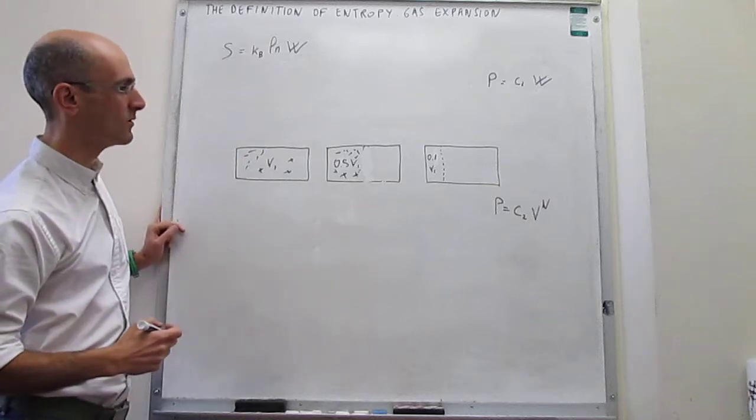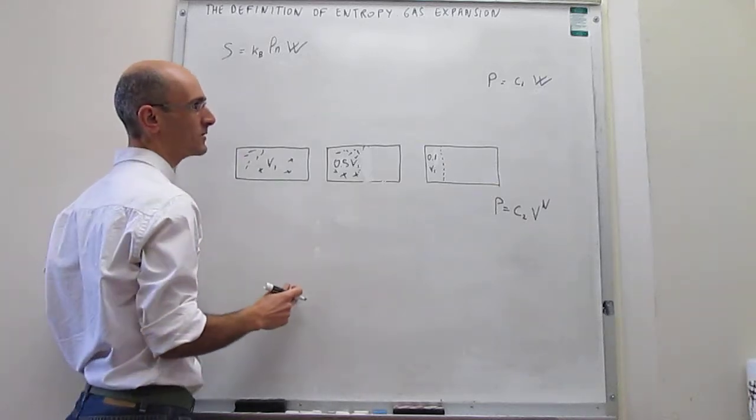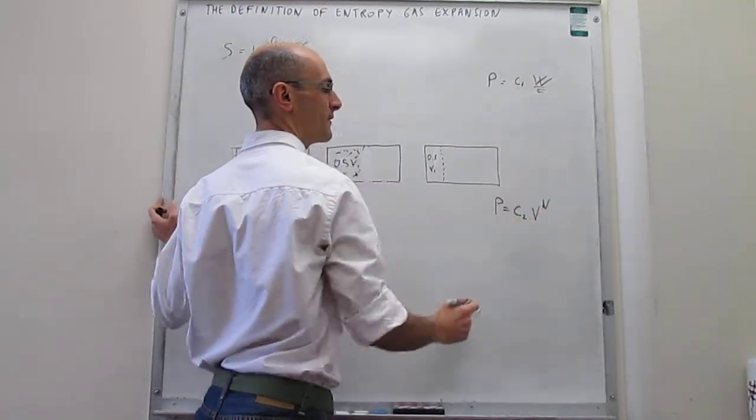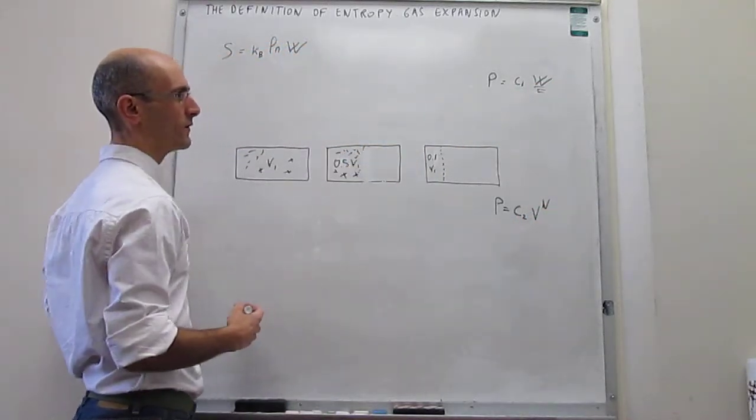Let's go little by little. The first thing that we're going to do is to try to put entropy as a function of the volume by putting together those equations.